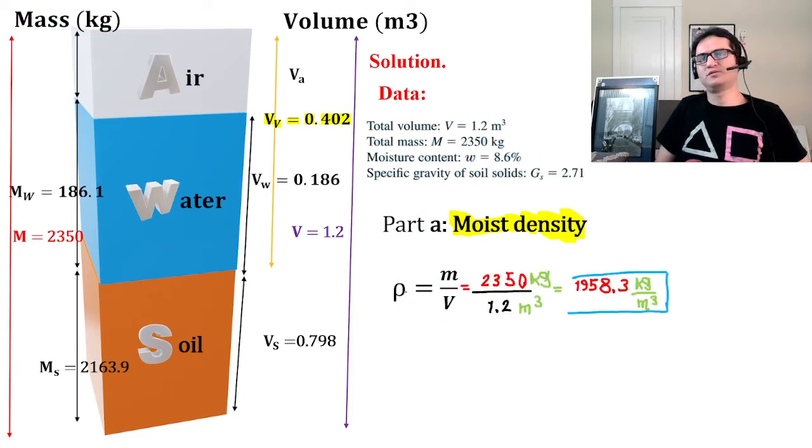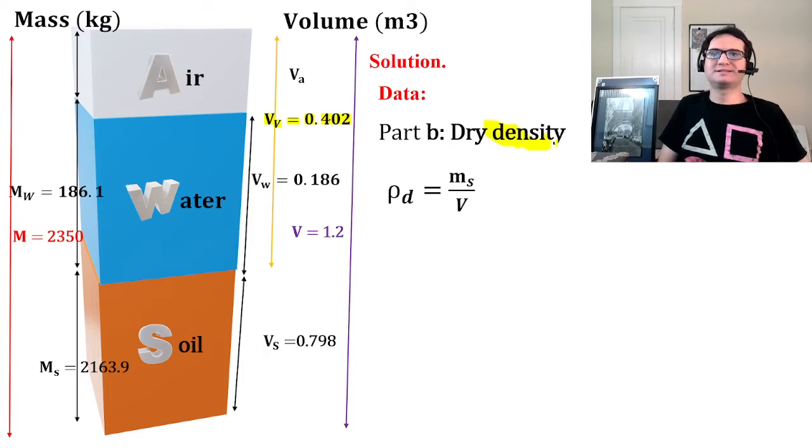Because we are working not with unit weight but with density, mass over volume is density, and our total mass is provided to be 2350 kg over 1.2 cubic meters, and that gives us 1958.3 kg per cubic meter. That's our moist density, because that's the total mass over the total volume, including water and air in terms of volume.